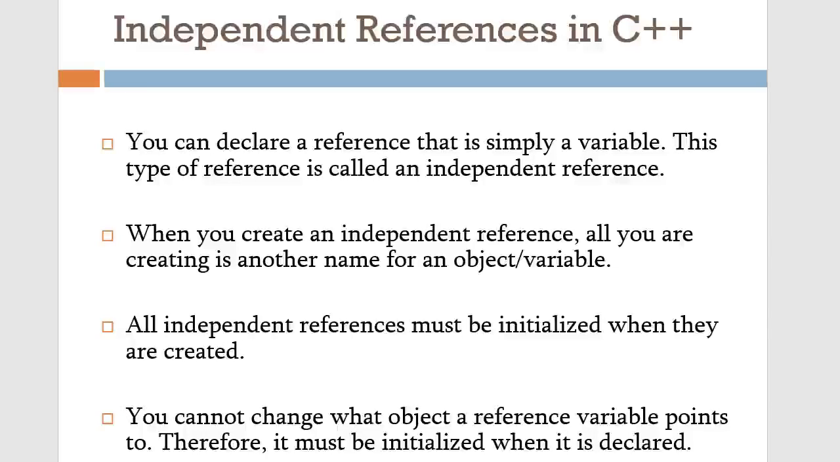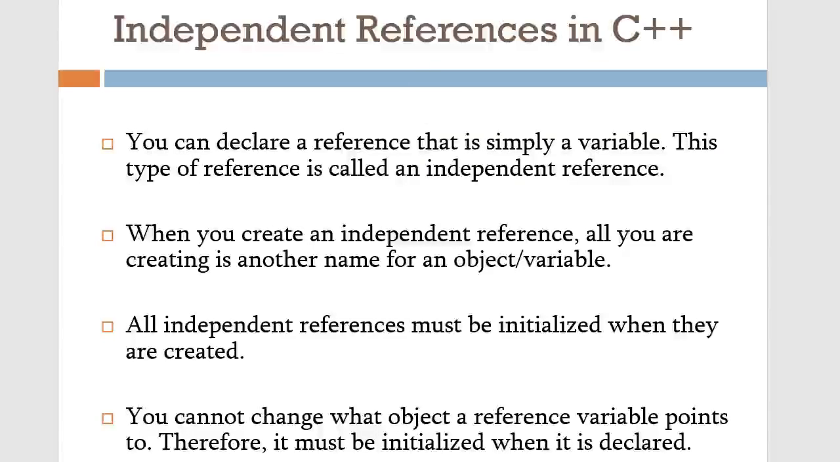All independent references must be initialized when they are created. When you create a reference, you must initialize it, and later on you cannot change it. You cannot change what object a reference variable points to. Therefore, it must be initialized when it is declared, as we talked about just now. These independent references are just another name for a variable which already exists, so they are quite rarely used in C++ programming.